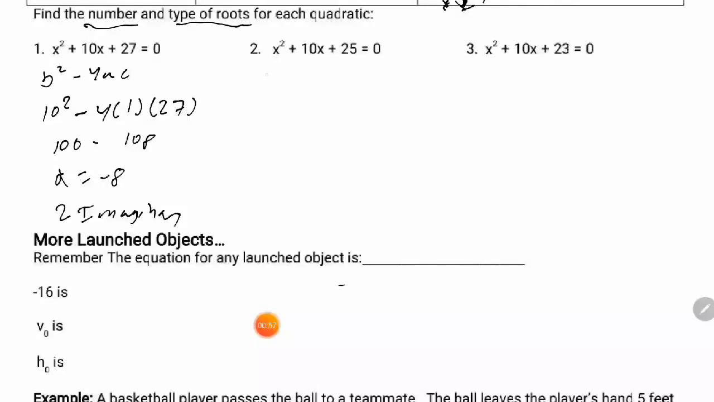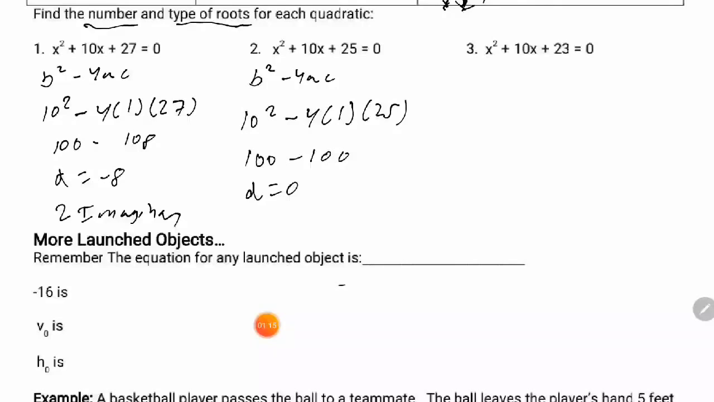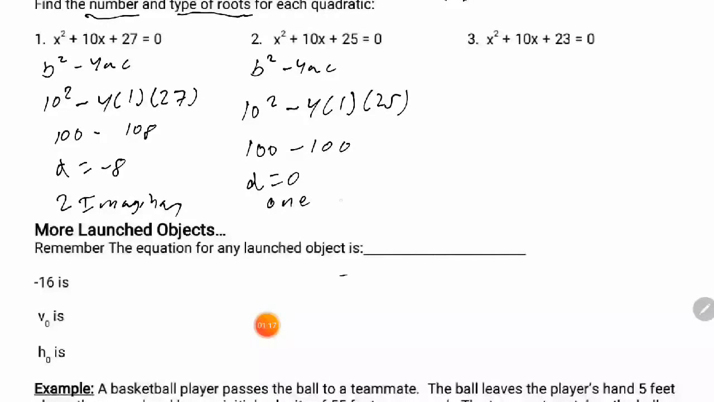So in number 2, b squared minus 4ac, once again, we'll get 10 squared minus 4 times 1 times 25. So we have 100 minus 100. So d equals 0. That means we get one real root, and it's at the vertex.